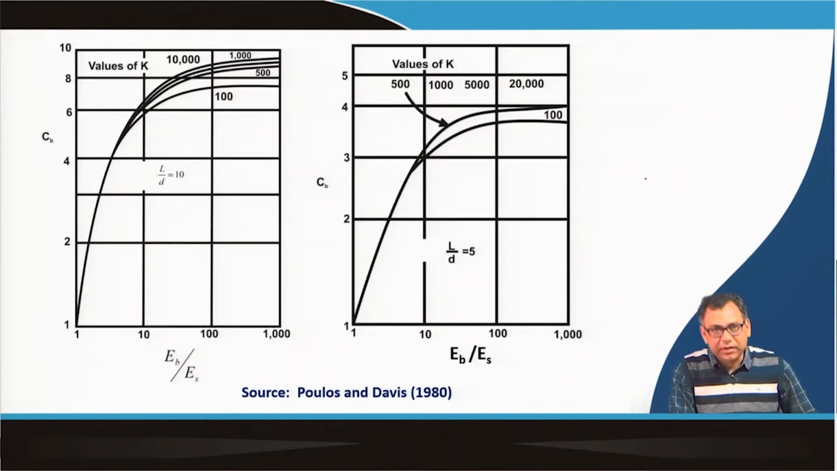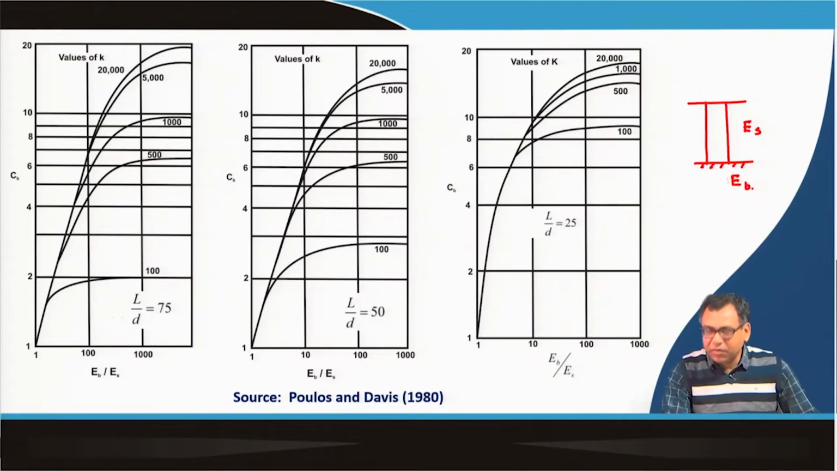So, these are the C b charts for different L by D ratio and different E b by E s also. E b is the elastic modulus of the base stratum or the ridge stratum, and E s is the elastic modulus of the soil above that ridge stratum.